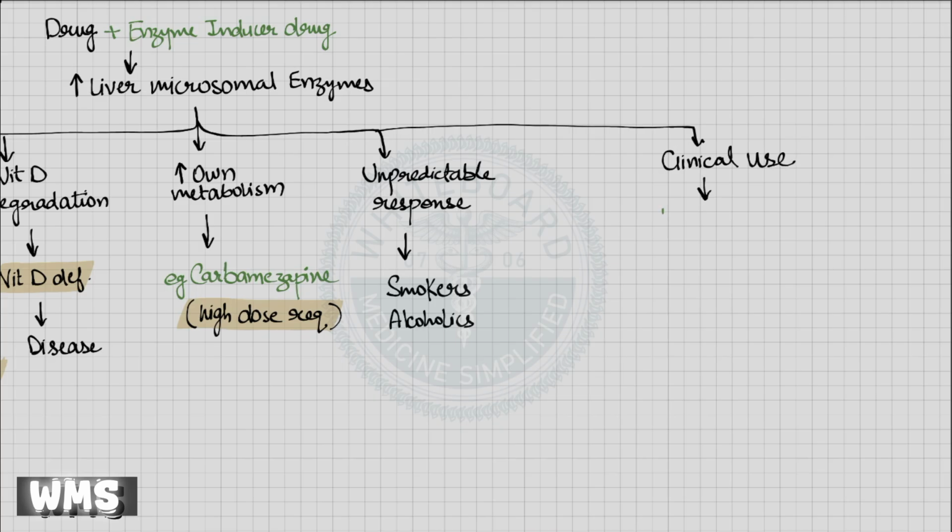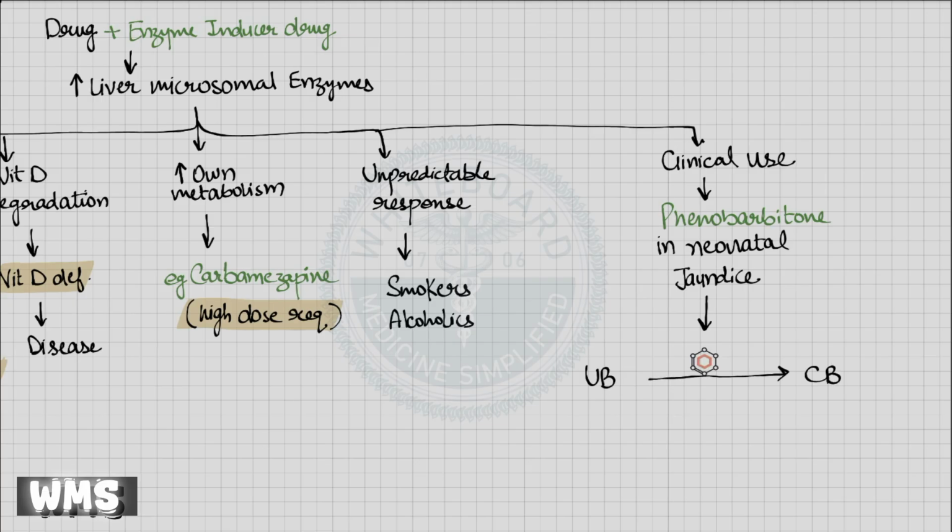A classic example is phenobarbital in neonatal jaundice. In newborns, the liver enzymes that conjugate bilirubin are immature and work slowly, so bilirubin accumulates and jaundice appears. When we give phenobarbital, it induces these liver enzymes, making them work faster. As a result, bilirubin is conjugated more efficiently, cleared from the body more quickly, and the jaundice improves.